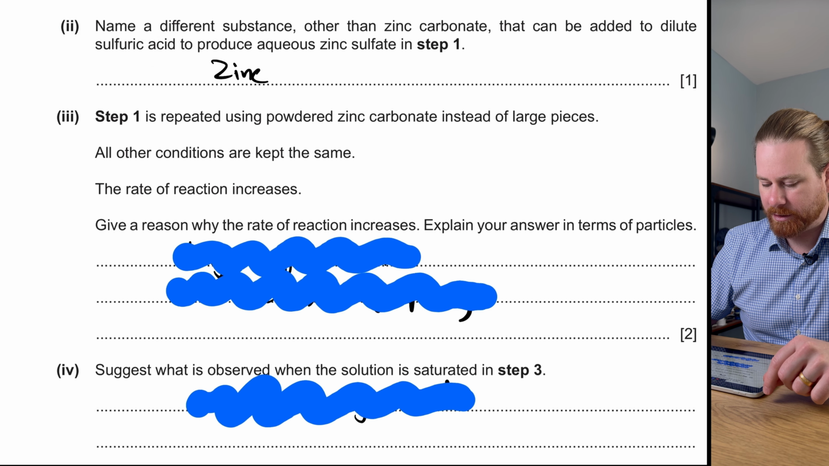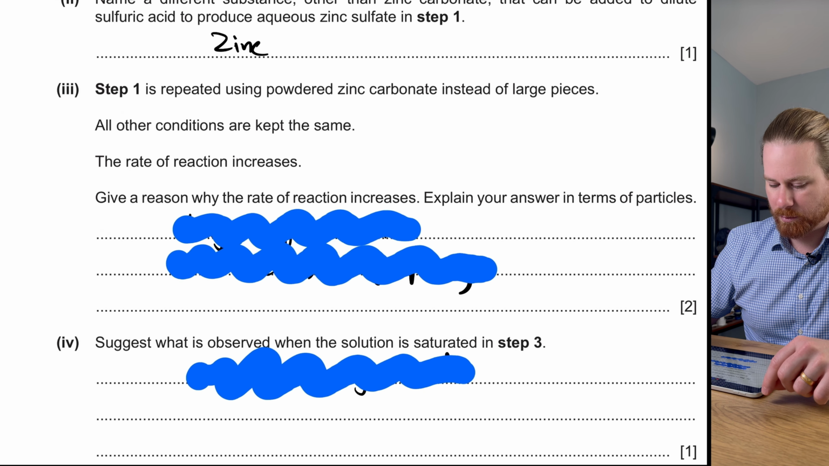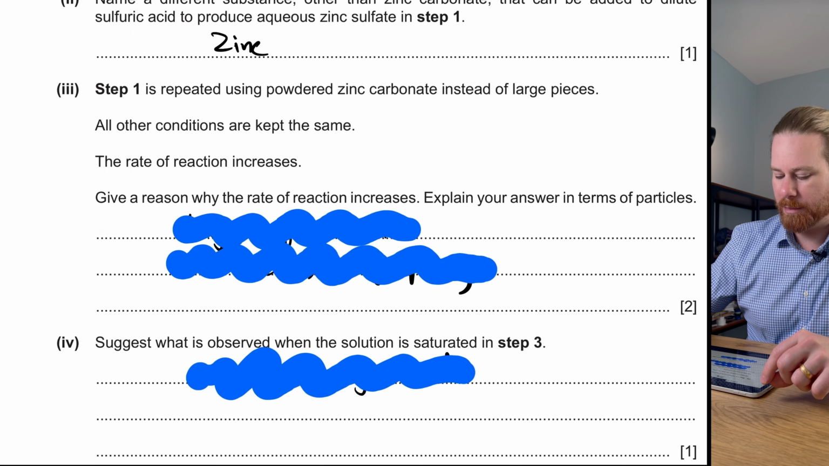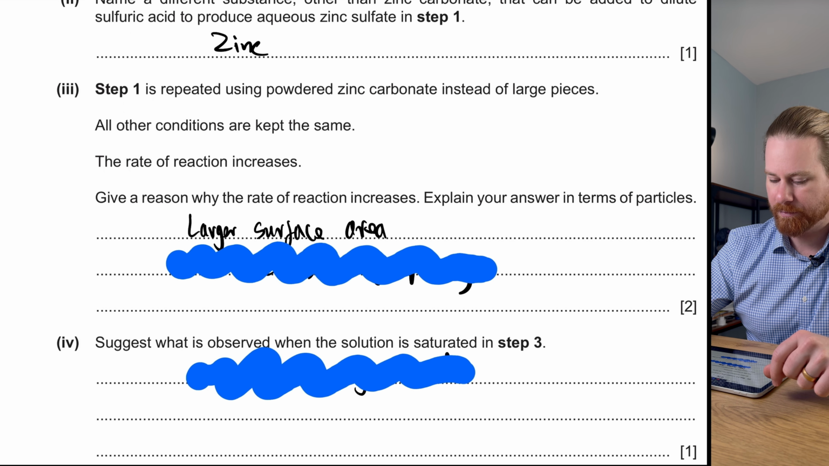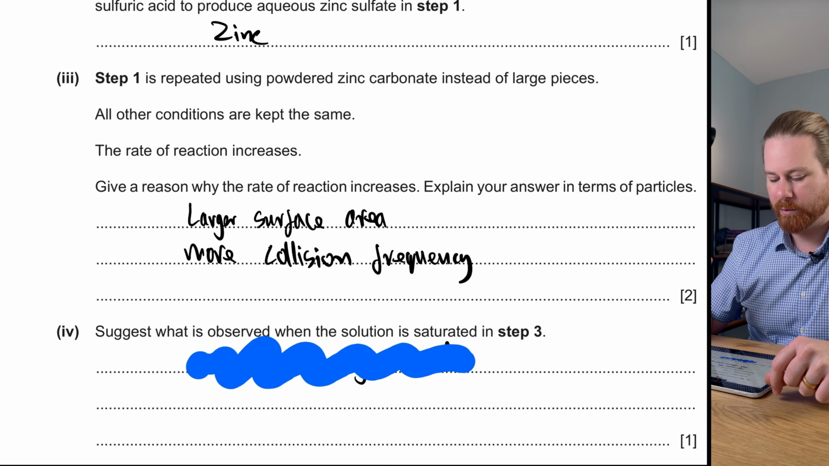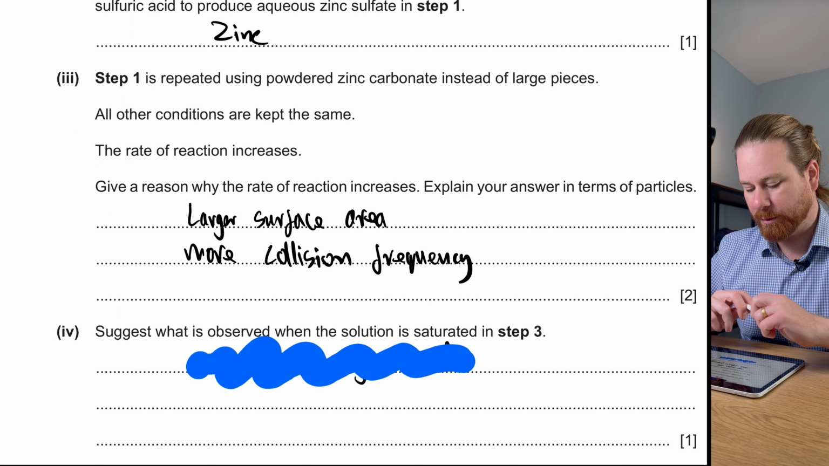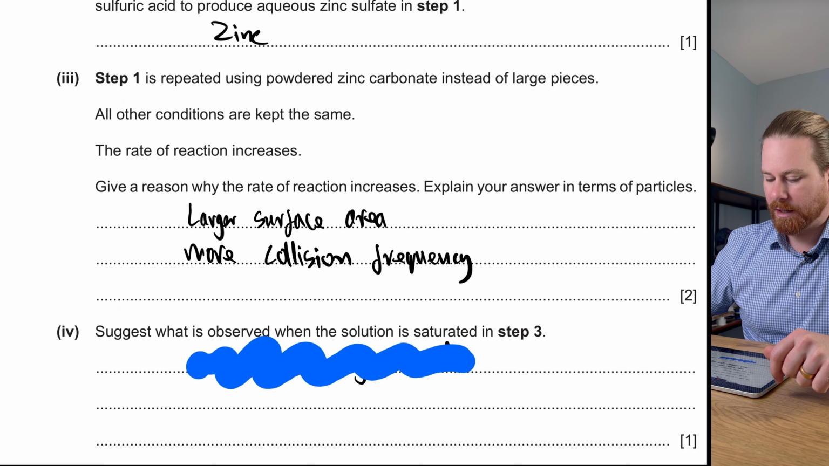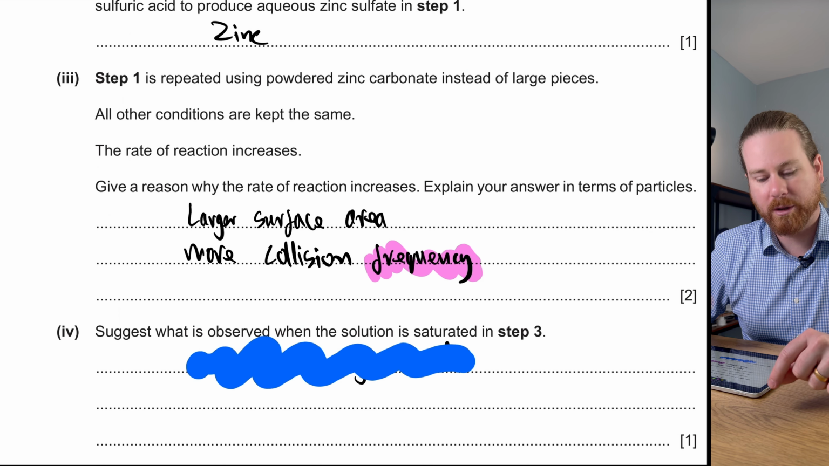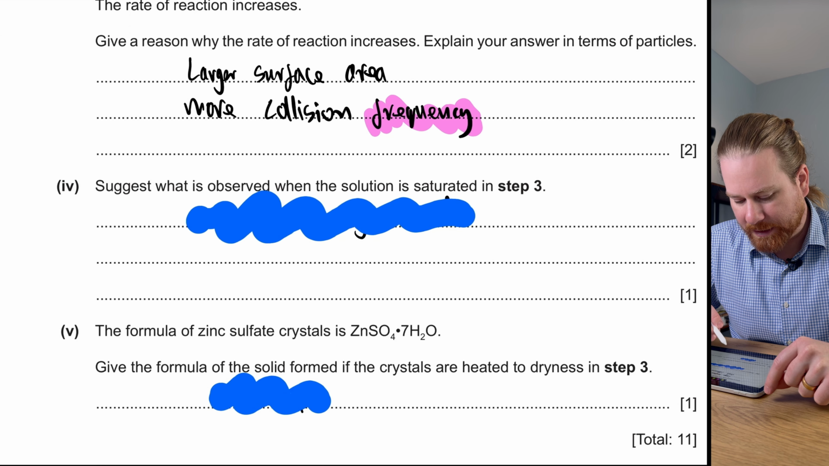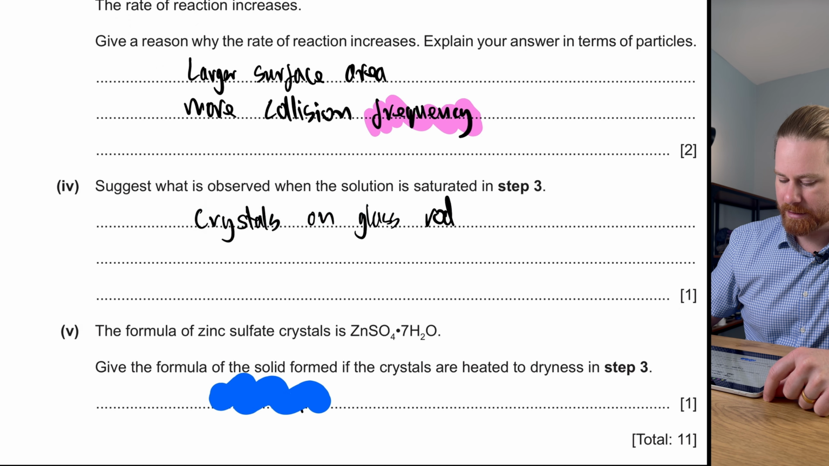Okay, step 1 is repeated using powdered zinc carbonate instead of large pieces. All other conditions are kept the same. The rate of reaction increases. Give a reason why the rate of reaction increases, and you need to talk about particles. We're getting a larger surface area, so powders have the larger surface area. What does that mean in terms of particles? Particles are coming into contact more frequently, so the collision frequency is increasing. The word frequency has to be used. It's a very popular word when we're talking about rate of reaction. Okay, so state what is observed when the solution is saturated in step 3.